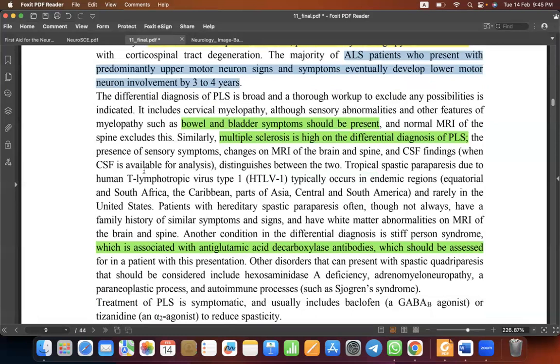Tropical spastic paraparesis is due to human T-cell lymphotropic virus, which typically involves the equatorial region, South Africa, the Caribbean, parts of Asia, and also Central and South America. So there is less possibility here of human T-cell lymphotropic virus involvement. Patients with hereditary spastic paraparesis often, but not always, have a family history. This is not that common a possibility, but we should count on family history. There is no family history present here, so there's a lesser possibility.